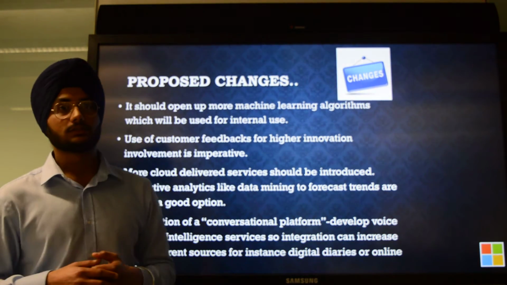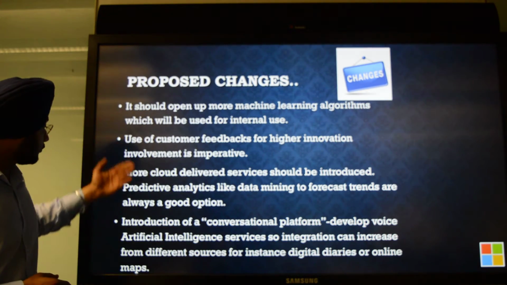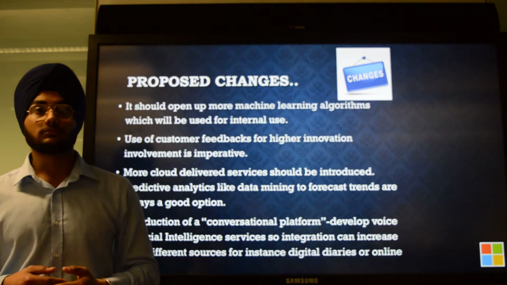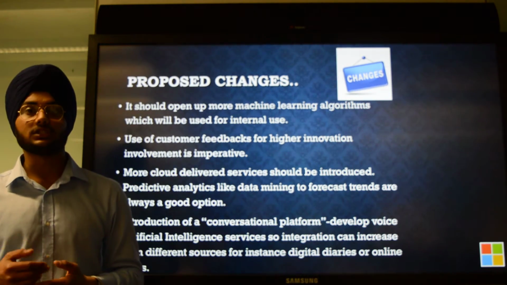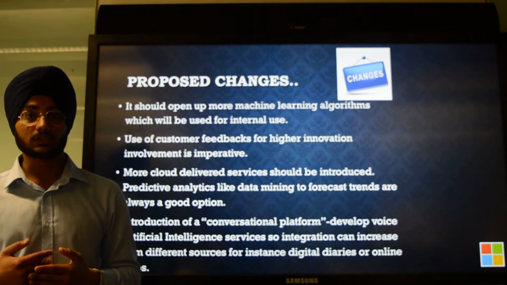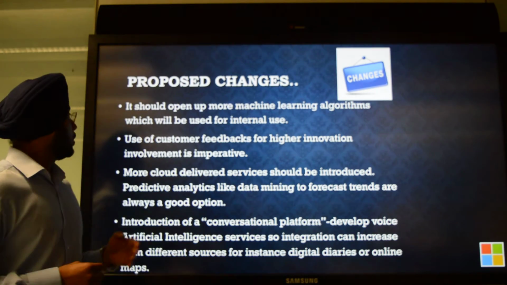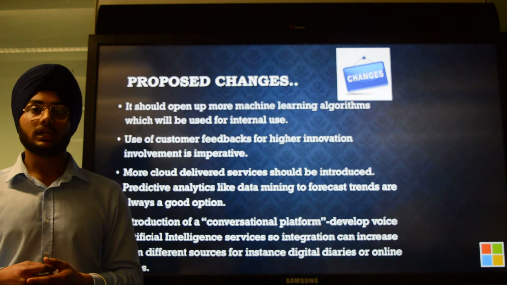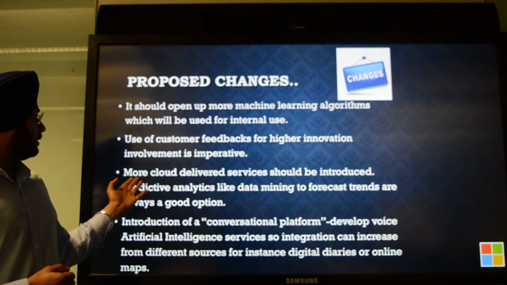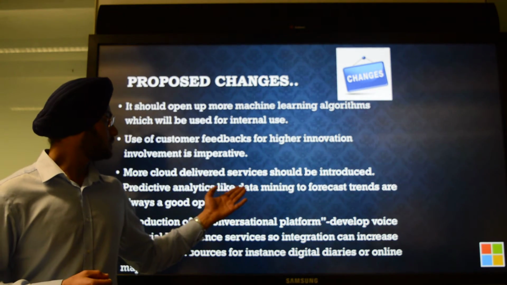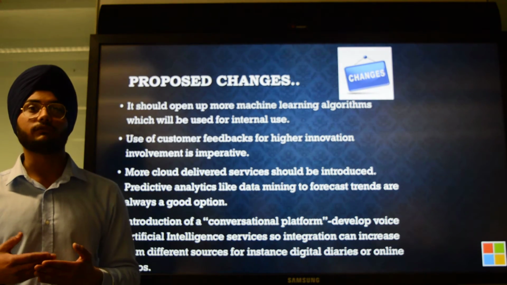The proposed changes. There are some proposed changes which include some of the following aspects. Microsoft should offer more cognitive services such as analyzing images, known as computer vision, and language comprehension to bring higher innovations into the company. Opening up machine learning algorithms developed for internal use. Then more cloud delivered services should be introduced, like use of customer feedback for higher innovation involvement, which is imperative.